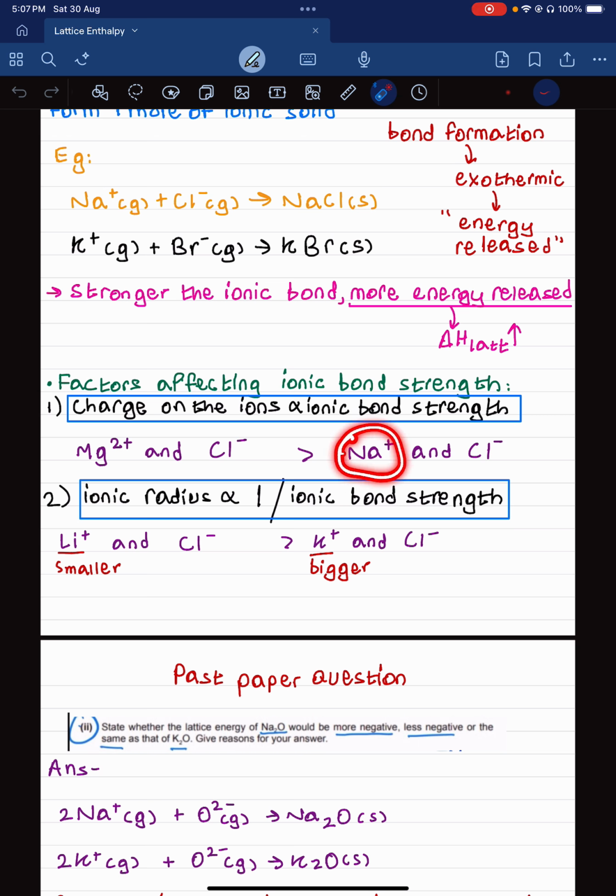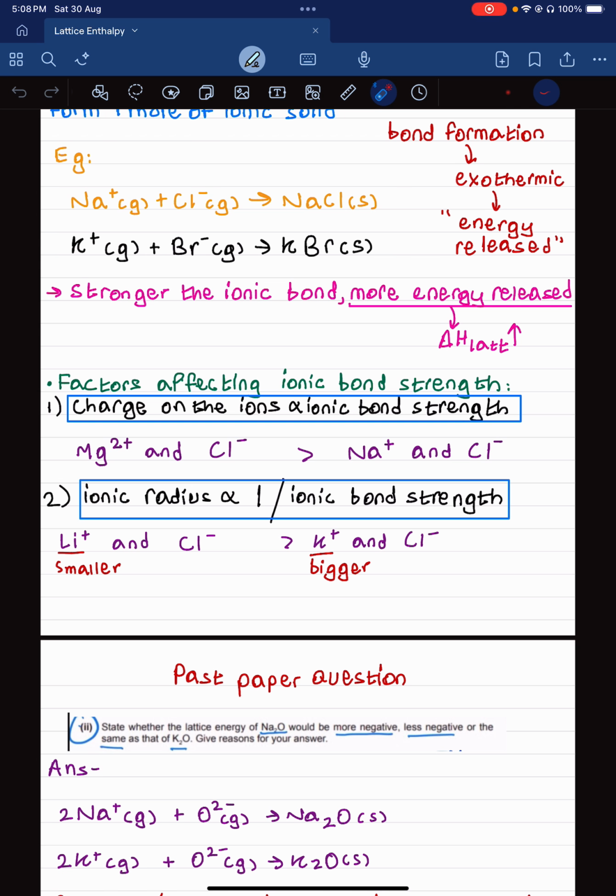I have Na+ Cl-, and on the other hand, I have Mg2+ Cl-. Cl- and Cl- are the same on both sides, so I can cancel them out. Now the competition is between a sodium ion and a magnesium ion. A magnesium ion has a 2+ charge. It is able to attract the chloride ion more strongly. Now, when you compare it to a sodium ion, because it has only a +1 charge, not a +2 charge, it is able to attract the chloride ion less strongly, or weaker.